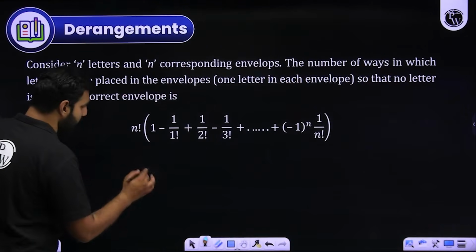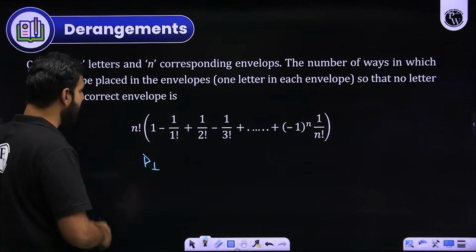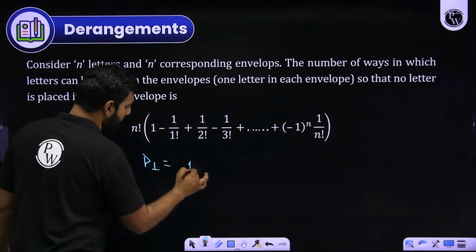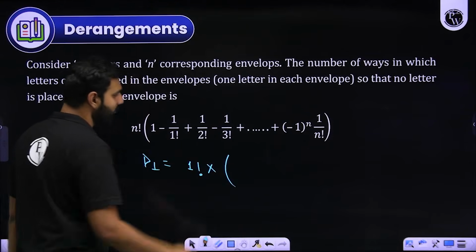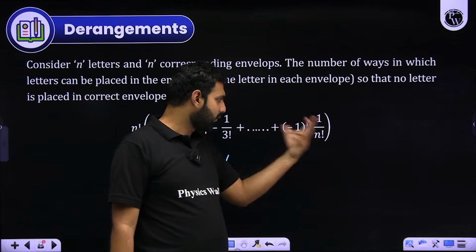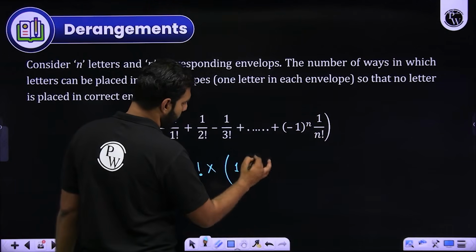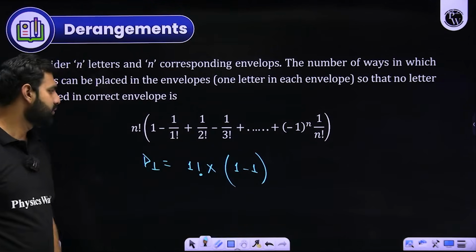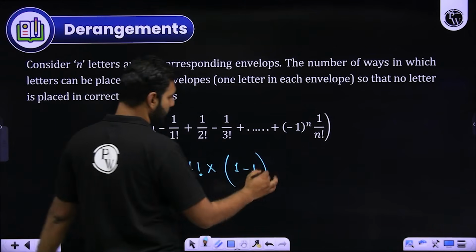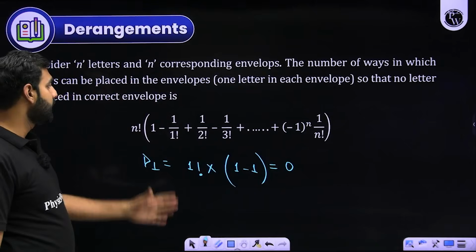Let's find D1. What will be D1 here, students? I hope the formula makes complete sense. So if I'm writing D1, it will be 1 factorial into, what will I get from here? 1. And then minus 1 upon 1 factorial, which means up till this term. So this will be 1 minus 1. Did you get this part? It should be 1 factorial into 0, which is 0. I hope there is absolutely no confusion on it.